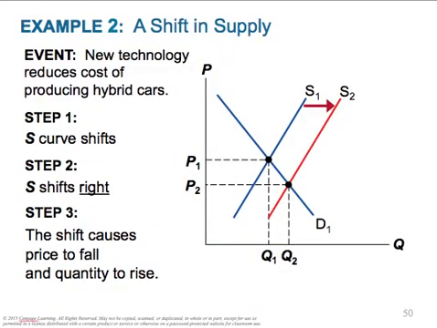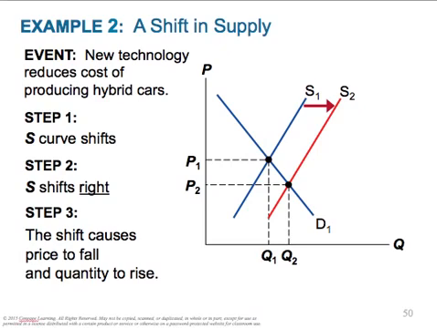So let's look at a second example here, shift in supply. What causes it? A new technology reduces the cost of producing hybrid cars. So again, reduces those input costs. So what is the hybrid car producer getting out of this? Well, it's less expensive for them to produce cars, means they're making more money. So at the same prices, they're willing to supply more product.